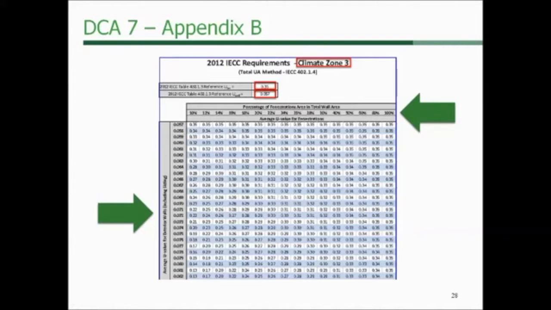So for our example, we had 16% fenestration, right? And we were going to use a 0.3 window. So we go on down until the last time we see 0.3. And then we go over and we see 0.057. So that works out the same as our calculation.